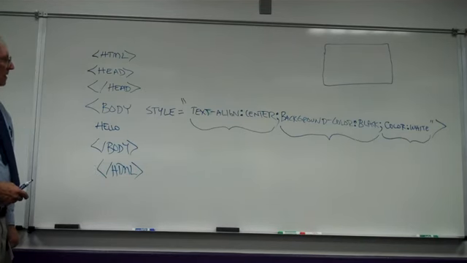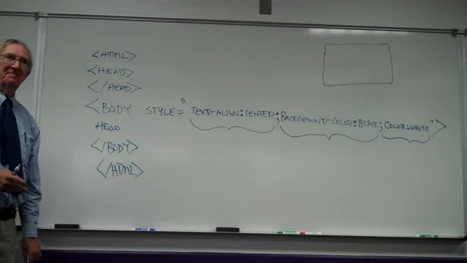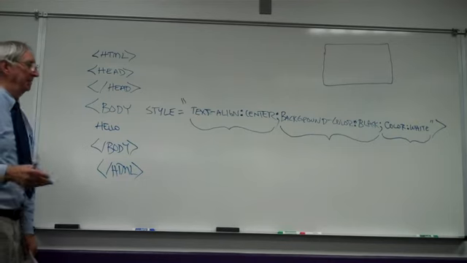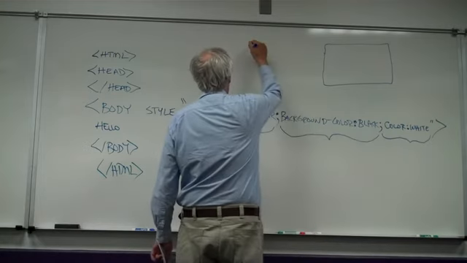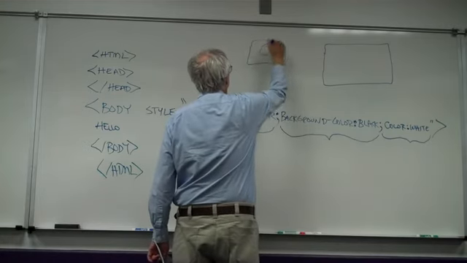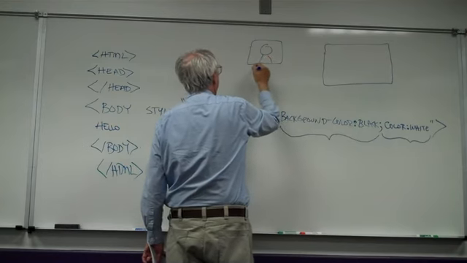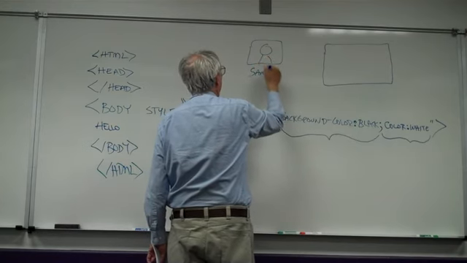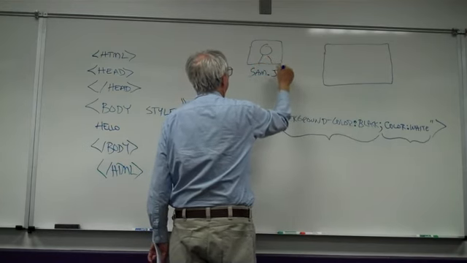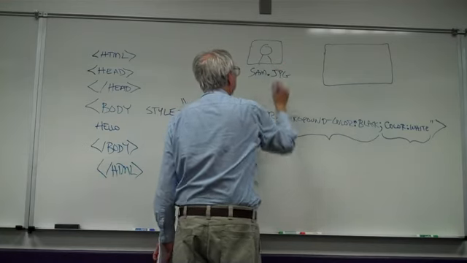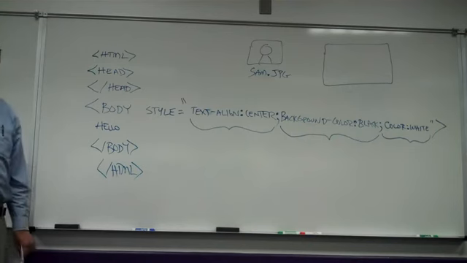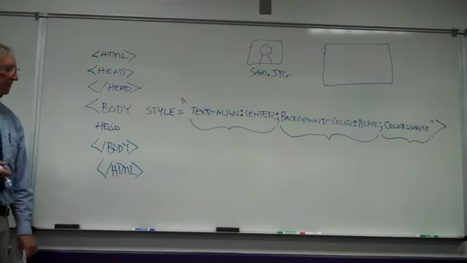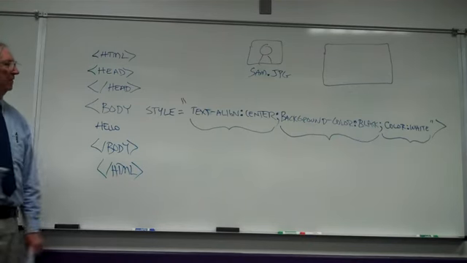Okay? Suppose I want to put a picture up there. That's where it gets entertaining. Supposing I have a photograph of somebody, and it's called sam.jpg. JPG is the extension for a JPEG picture file, and it's a pretty common format. You'll see, we'll be using them quite a bit.